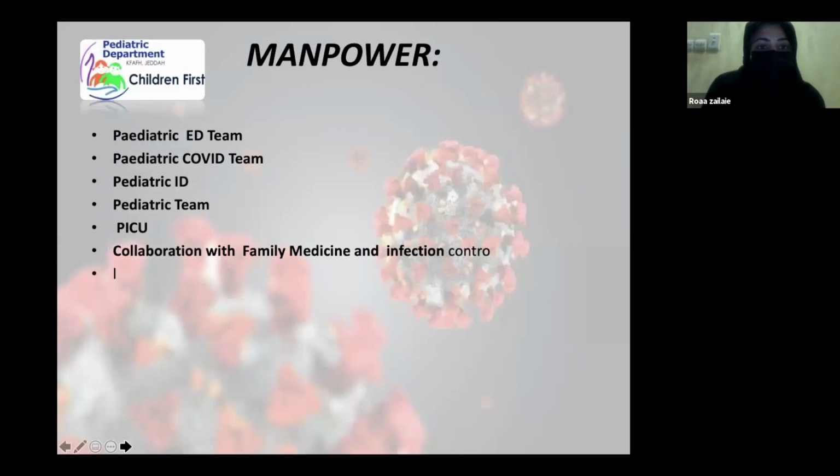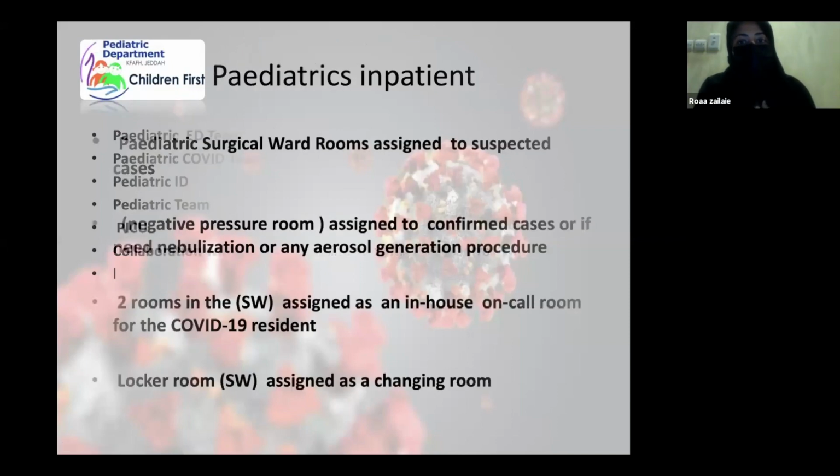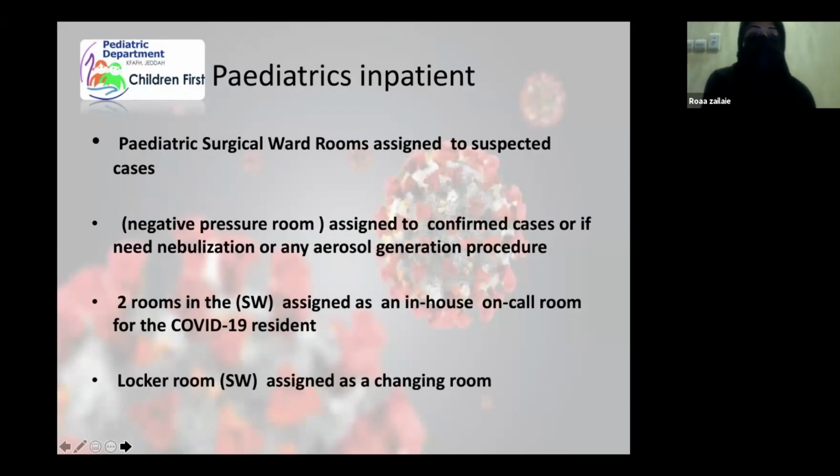We have assigned the pediatric surgical room to suspected and confirmed cases. We have one negative pressure room assigned to confirmed cases or if needed for nebulization or any aerosol-generating procedure. And we have two rooms in the surgical ward assigned as in-house on-call rooms for the COVID-19 residents. And we have a separate room assigned as a changing room.